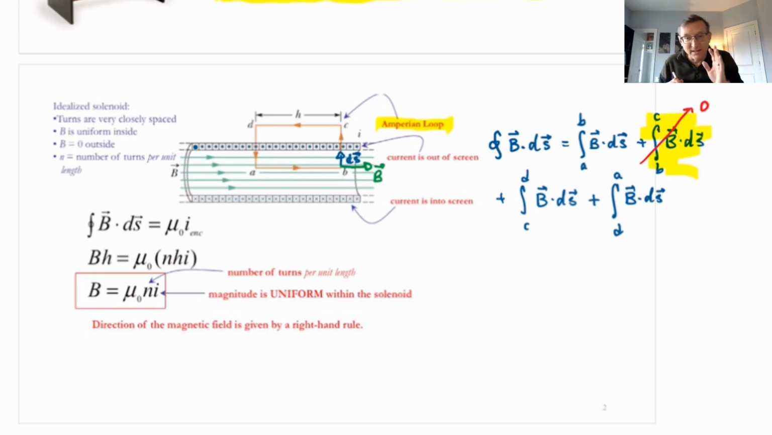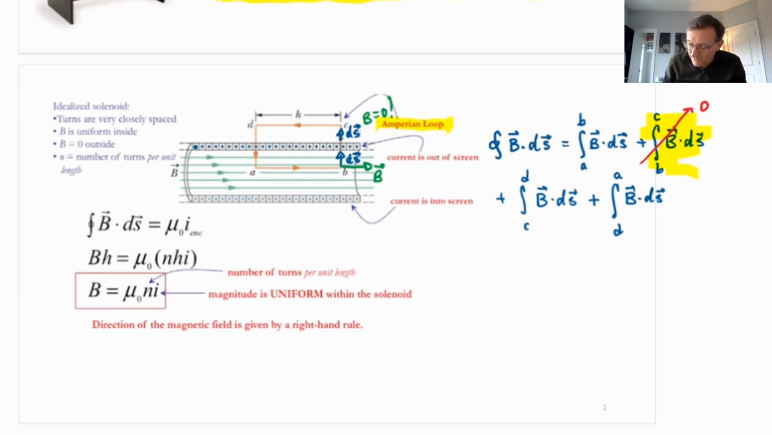What if I'm along that same side but outside the solenoid? Like up here. There's a little ds in the exterior region. Well, there is no B there, right? B equals 0 outside. So for different reasons, I come to the conclusion that along the length bc, there is no B dot ds.